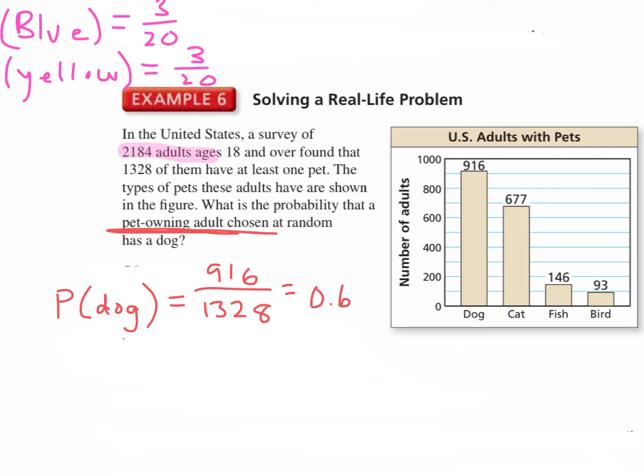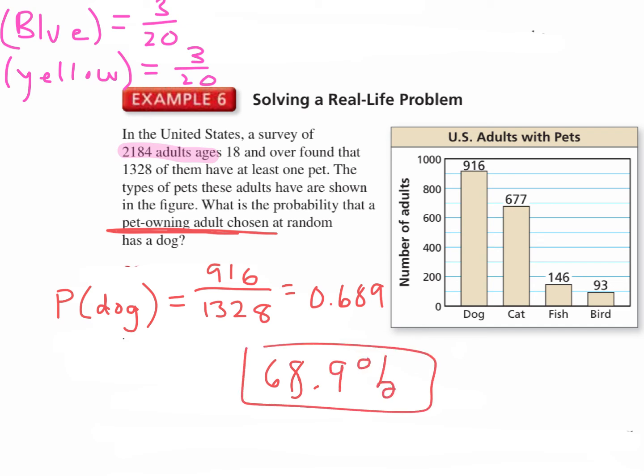0.689. So the probability that a pet-owning adult chosen at random has a dog is about 68.9%. Remember, for probability, you can leave your answer as a fraction, as long as it's simplified, which I think you could simplify this fraction. Yeah, you definitely can, because they're both even numbers. So you can leave this fraction in simplest form, or the decimal, or the percent. You could leave your answer any way, unless it specifically says what percent.